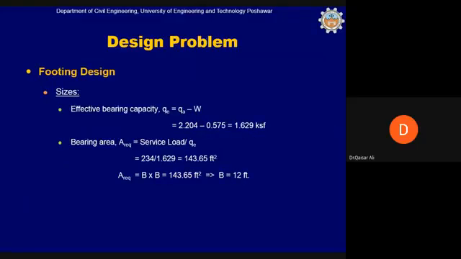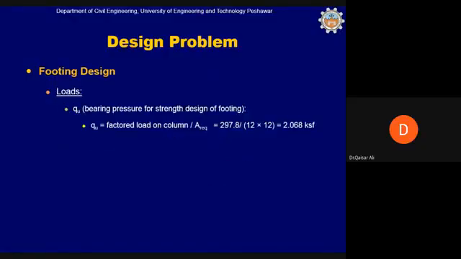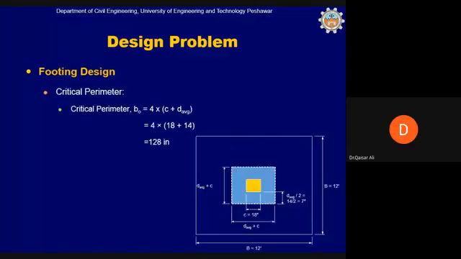From the allowable bearing capacity 2.204, net effective bearing capacity is calculated. This comes out to be 1.629 kip per square foot. Then the area required is 234 divided by this. So area is 12 by 12 feet. Then for the bearing pressure, the factored load on the column divided by the area comes out to be 2.068 kip per square foot.